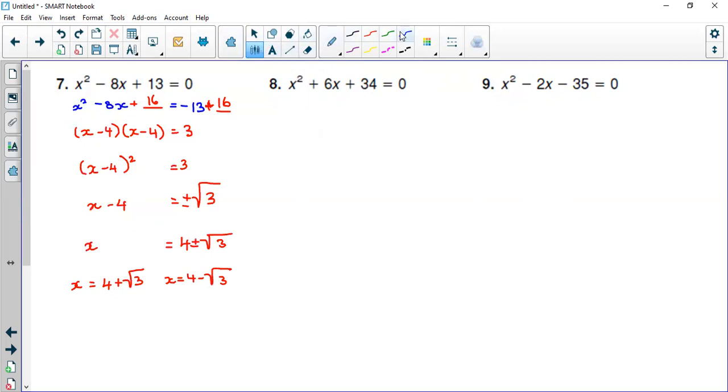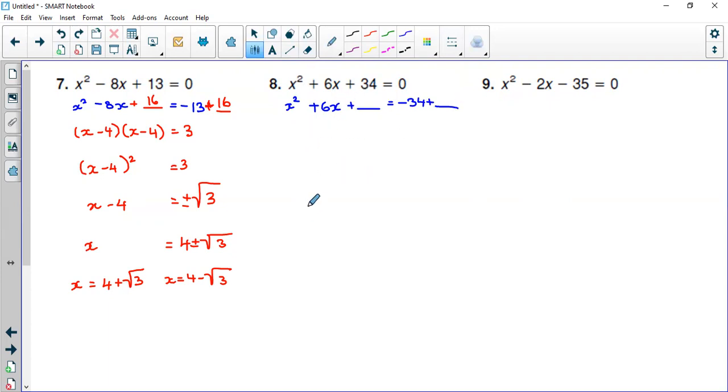Let's try to do the next question now. First, move the 34 to the other side. So which means your question is going to be x squared plus 6x plus some number equals negative 34, because it's positive here. So when it goes to the other side, it becomes negative, plus some number, right? Let's find what this missing number is.